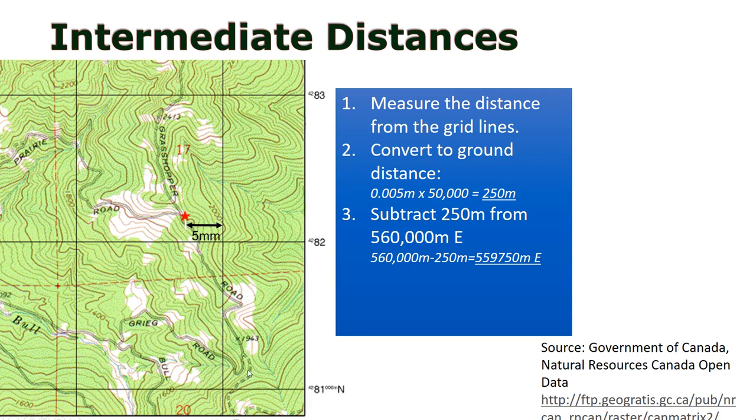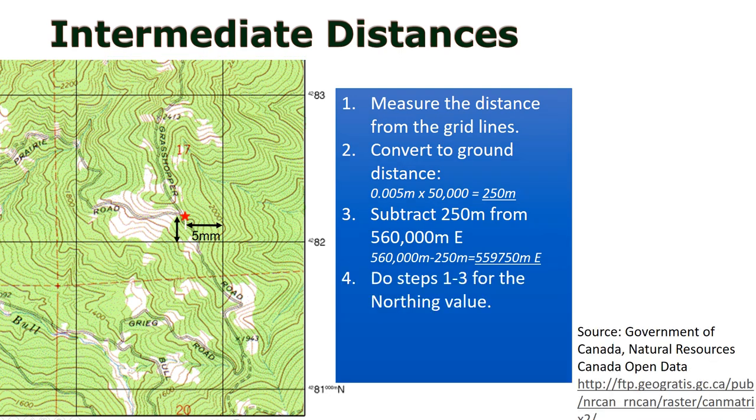And then we're going to subtract it from the value along this line. Again, my screen capture software may have cut this off. So this line here is 560,000. And so we take 250 meters that we calculated from previous. We subtract that from the 560,000 and we get 559,750 meters east. So that is how we find out the x-coordinate.